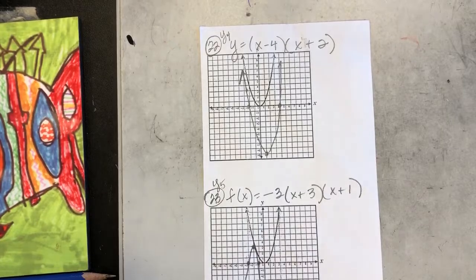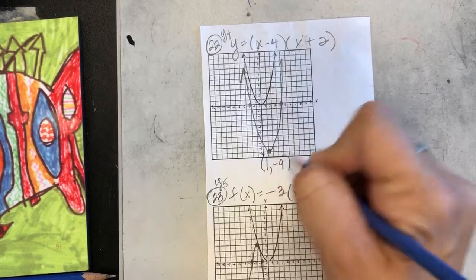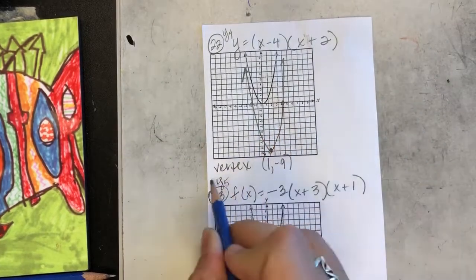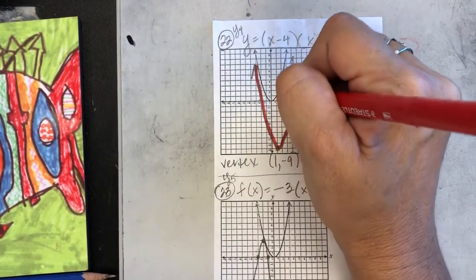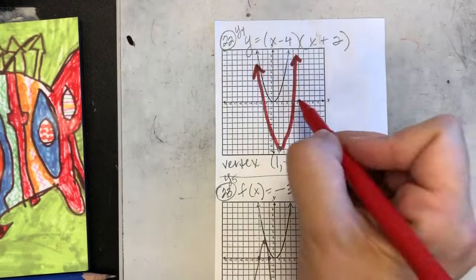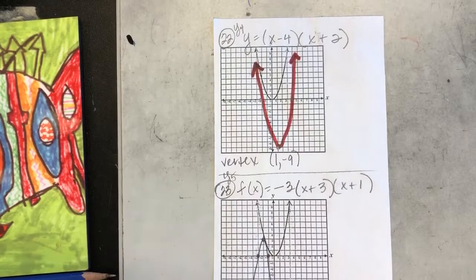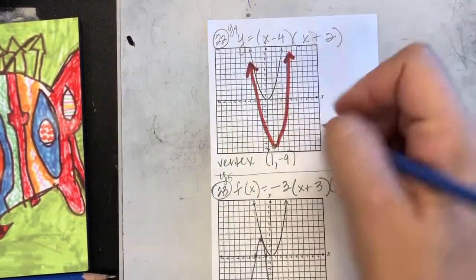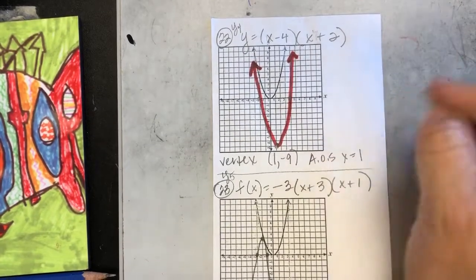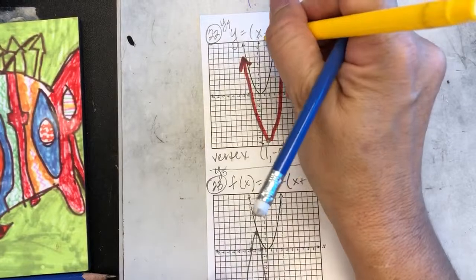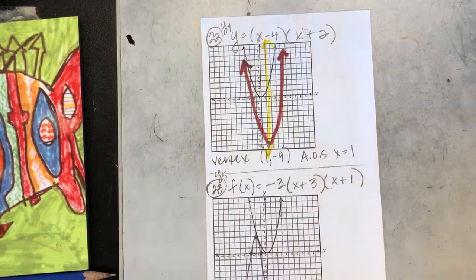So it asks to label the vertex. The vertex of this one is (1, -9). That's my vertex. I'm going to highlight the graph itself. Thinking about the equation, this is in intercept form. That's why it hits the x-axis at 4 and -2. The vertex is (1, -9). That makes the axis of symmetry the vertical line x equals 1. That axis of symmetry could even be drawn on there. You could grab a yellow marker and put it there. There's my line of symmetry for the parabola.